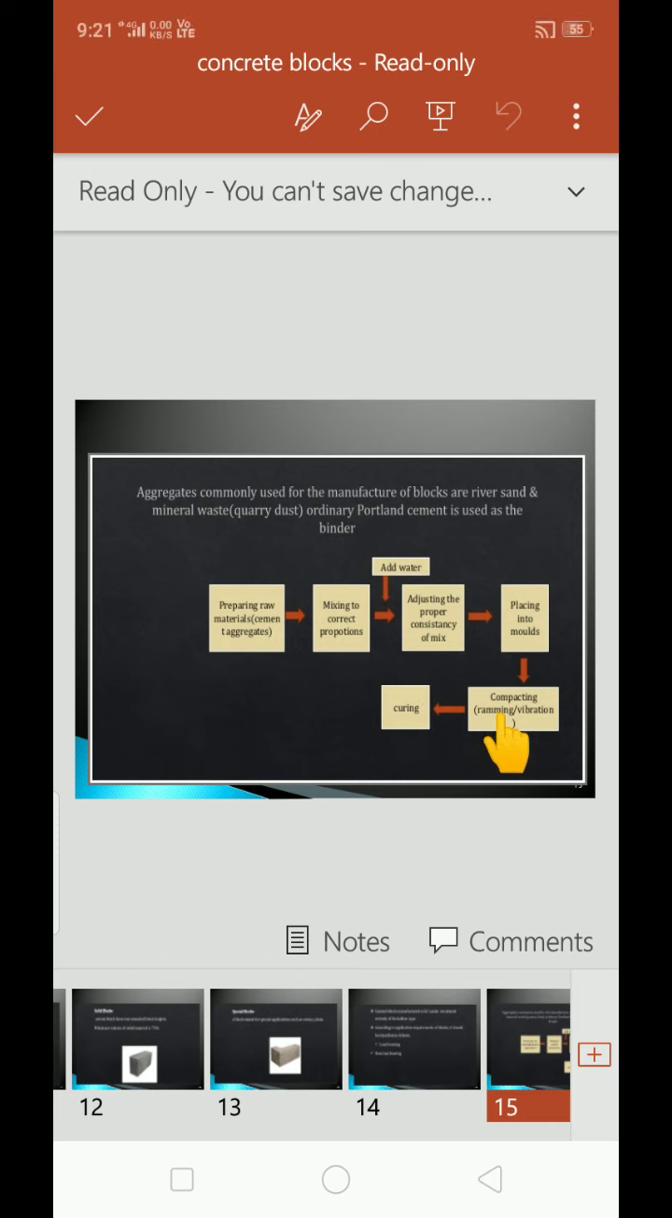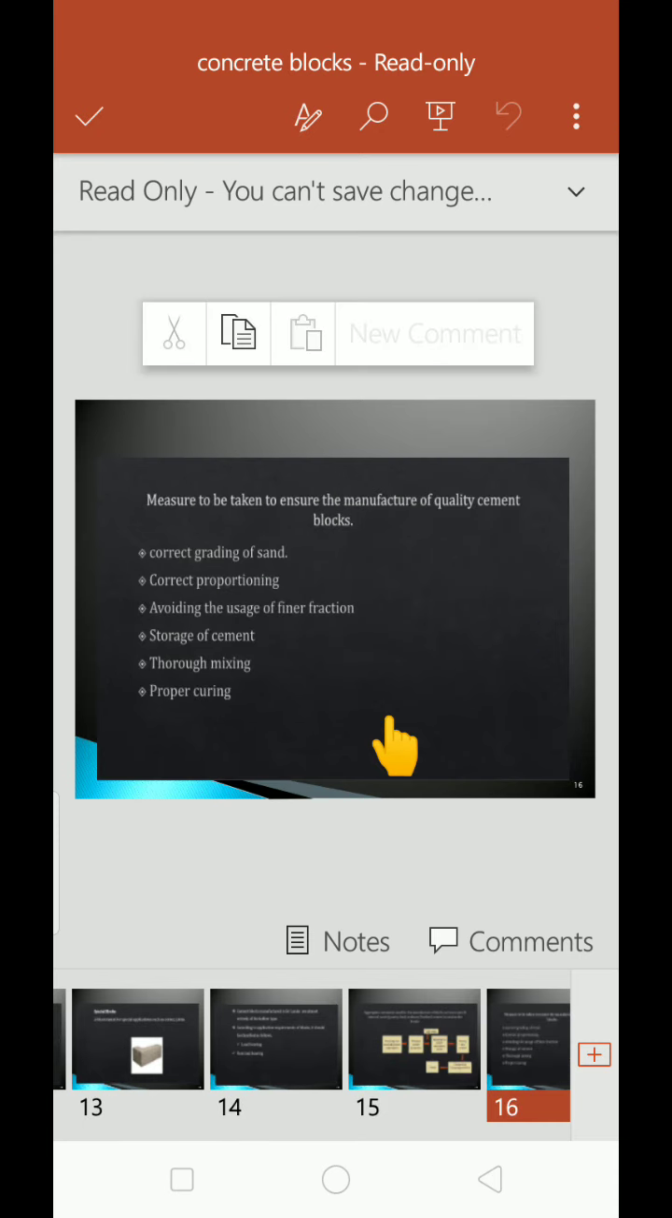Then once we cast it, we will keep it for 24 hours of hardening. After that we will do the curing. So this is the last step in curing of concrete blocks. So, measures to be taken while ensuring the manufacturing quality of cement blocks.